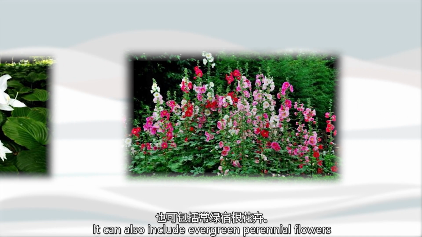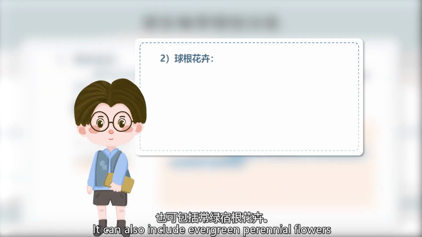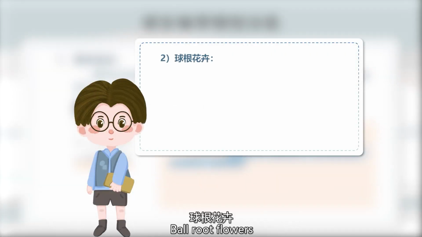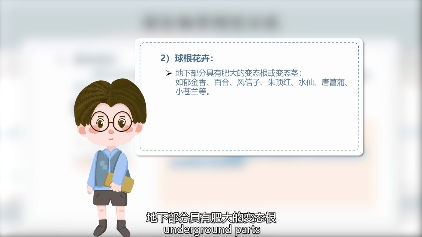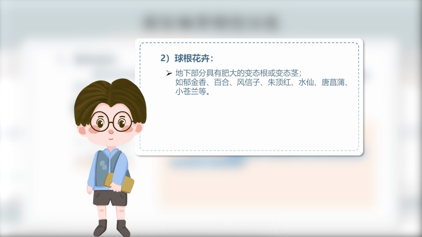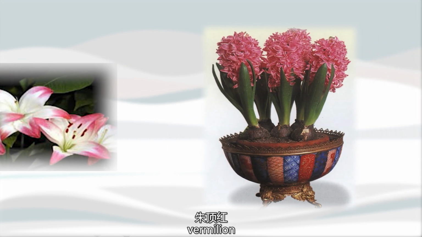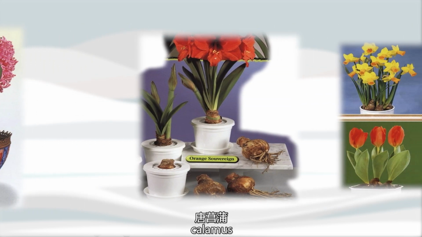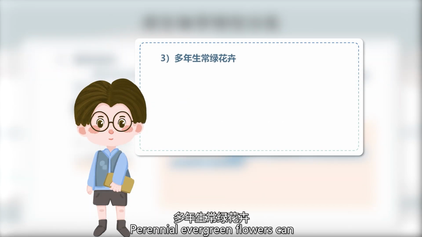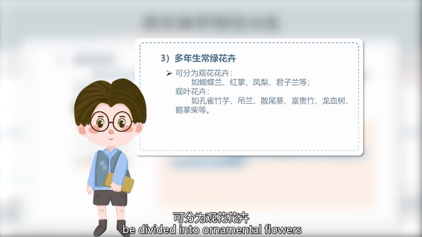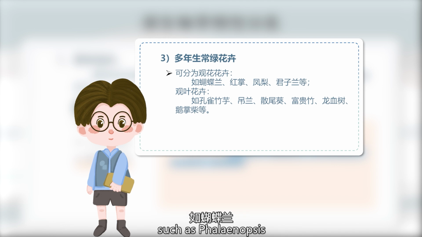It can also include evergreen perennial flowers. Second, bulbous flowers, underground parts with enlarged abnormal roots or abnormal stems, such as tulips, lilies, hyacinths, vermilion, narcissus, calamus, and magnolias. Third, perennial evergreen flowers can be divided into ornamental flowers such as phalaenopsis, Anthurium, pineapple, cymbidium, etc.